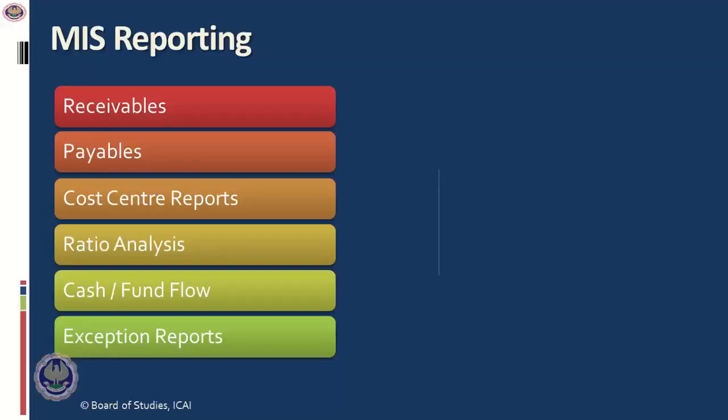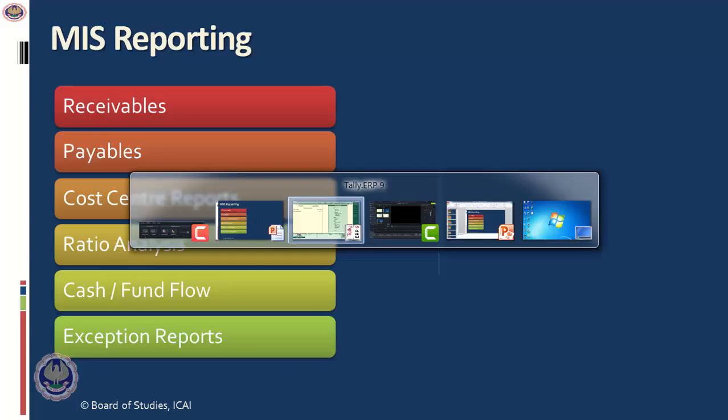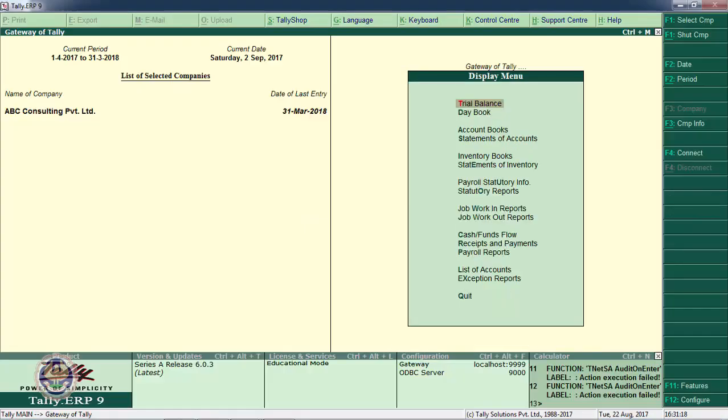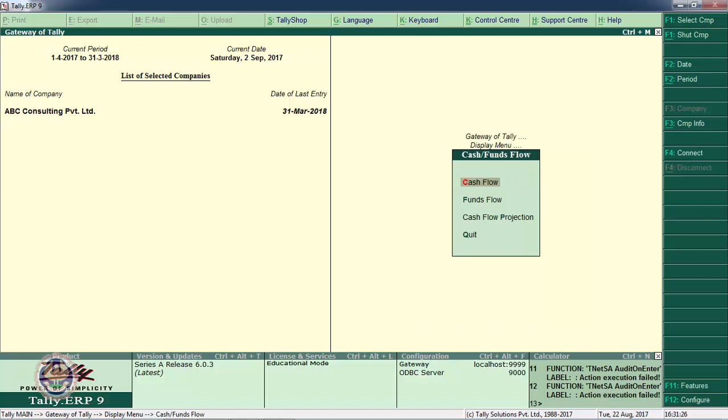Next menu is cash/fund flow. Again, it is a very important aspect of MIS reporting because management of any business will be interested in knowing its liquidity position. How much cash is generated during the previous month, during the previous quarter or during the previous year. So cash/fund flow, there are two reports in Tally. One is called cash flow, other is called fund flow. Let us go to these reports. I am going to display. Inside display, there is a menu here, cash/fund flow. I am going to this menu. Inside this menu, cash flow and fund flow, these are the two different reports.